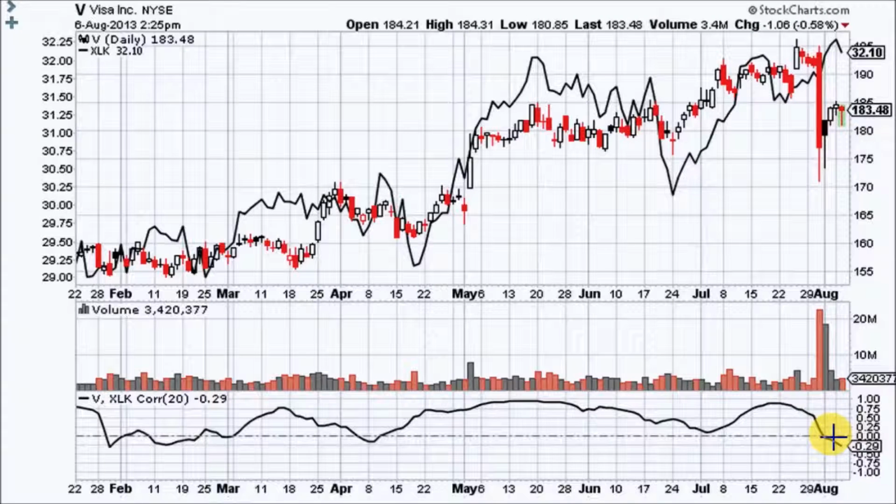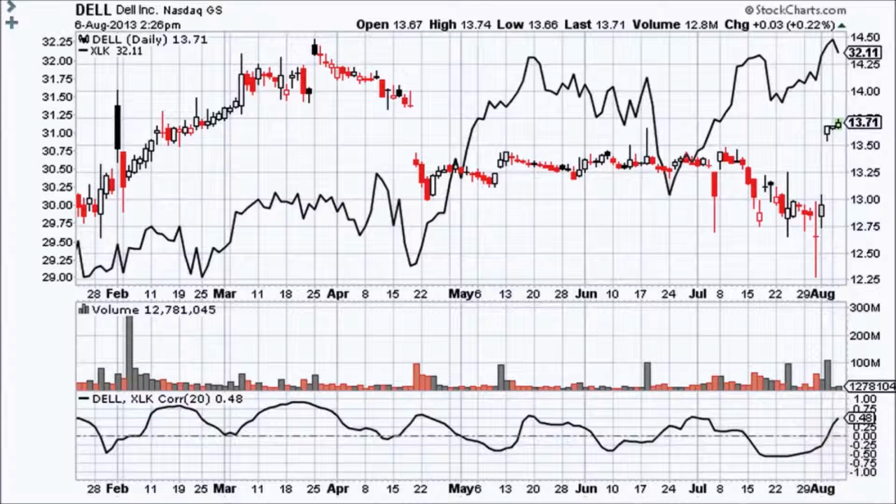Okay, let's go with Dell Computers. Okay, Dell has a lot of gaps here. It dropped here. The XLK goes up and it basically runs flat, so there's some periods of not real good correlation, and I'm just not real happy with the way that Dell chart looks. It's kind of long wicks on these candles.